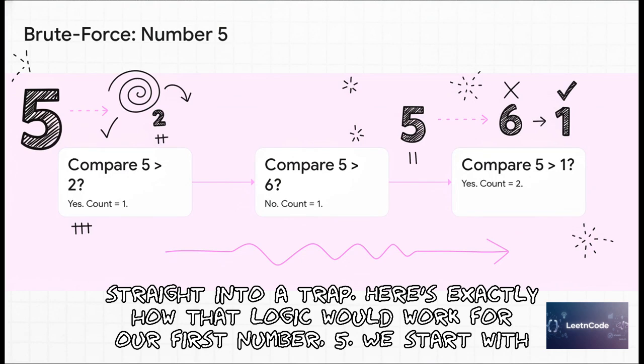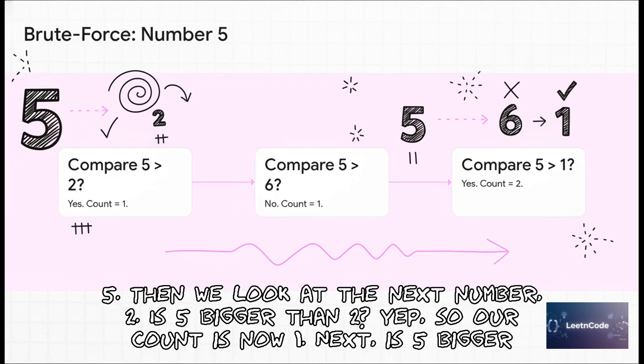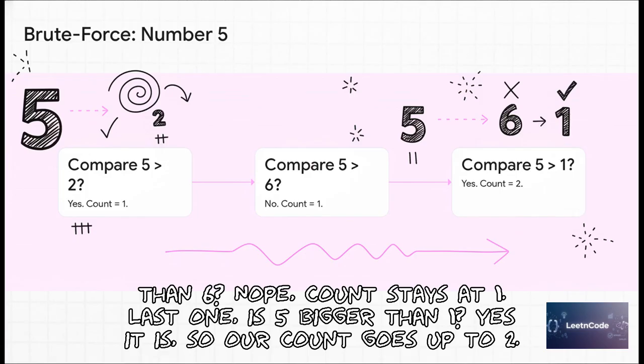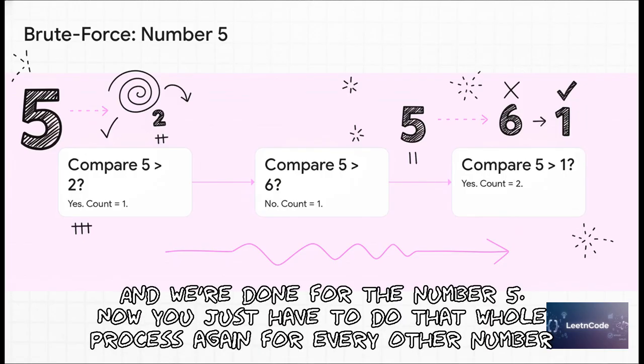Here's exactly how that logic would work for our first number, 5. We start with 5. Then we look at the next number, 2. Is 5 bigger than 2? Yep, so our count is now 1. Next, is 5 bigger than 6? Nope, count stays at 1. Last one, is 5 bigger than 1? Yes, it is, so our count goes up to 2. And we're done for the number 5. Now you just have to do that whole process again for every other number in the list.